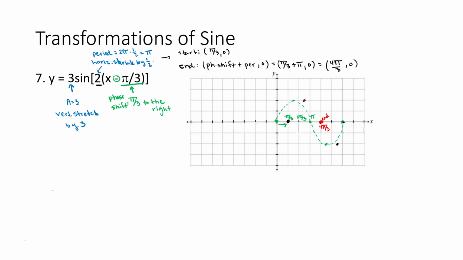That also means this 0 here has to move in as well. Doesn't move quite as far because let's think about that. How would I find the middle point? The midpoint is going to be the beginning plus the end divided by 2. This is how we find midpoints. So that ends up being 5 pi thirds divided by 2. So that's 5 pi sixths. So I'm going to end up right here at 5 pi sixths.